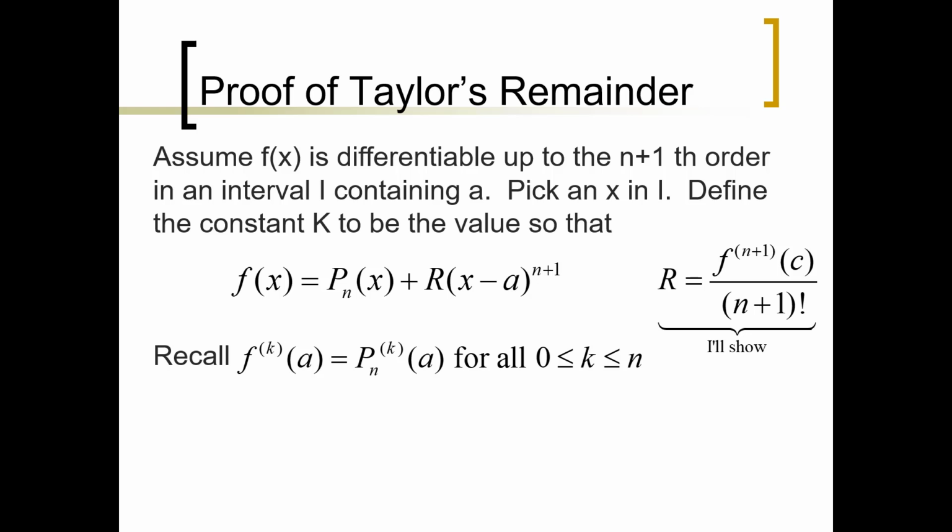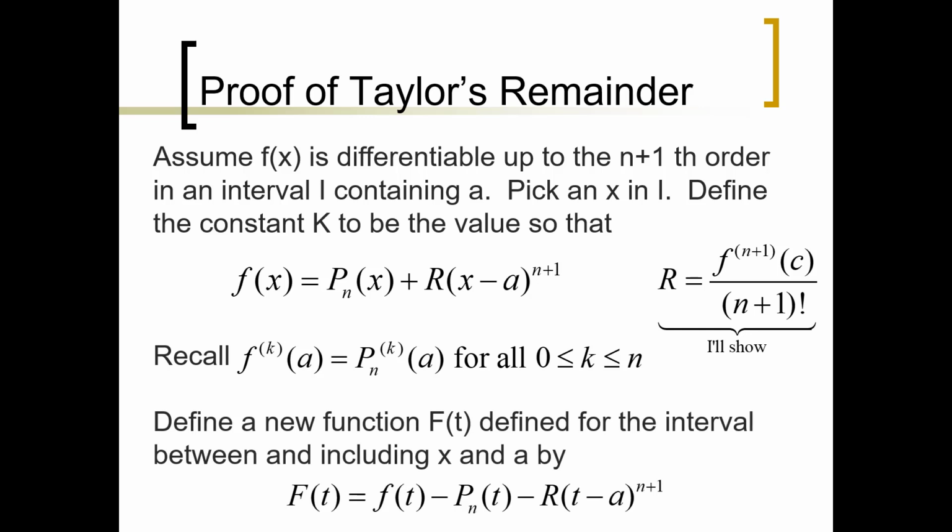Just recall that the Taylor polynomial at a is defined so that if you take the kth derivative of f and the kth derivative of p and evaluate them both at a, you have to get the same answer. And that's true for really any kth derivative from the 0th derivative up to the nth.